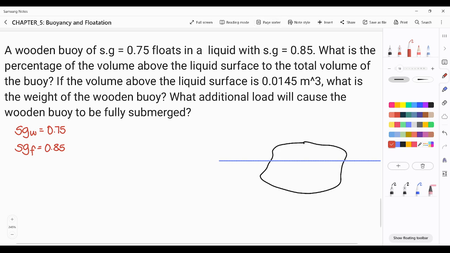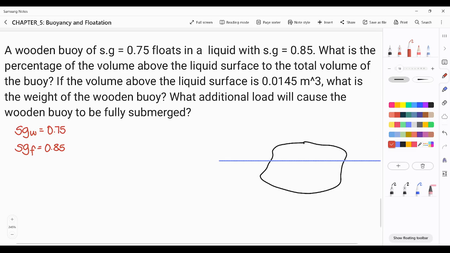Alright, now we are back with another problem in fluid mechanics, particularly in buoyancy and flotation. So another day, another problem, guys. So let's try and solve this problem.